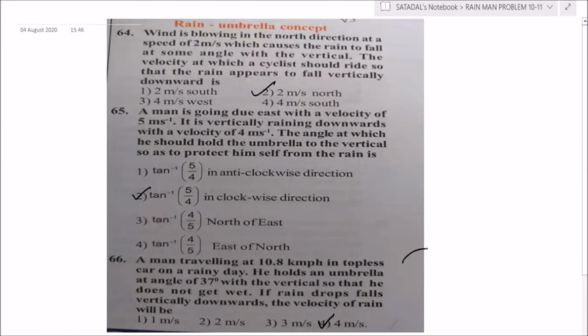Chalo, Akash has requested me to do question number 66. Okay, so just take a simple thing. This is the velocity of the man with respect to ground. He holds an umbrella at an angle of 37 degrees to the vertical so that he does not get wet. The rain drops vertically downwards.